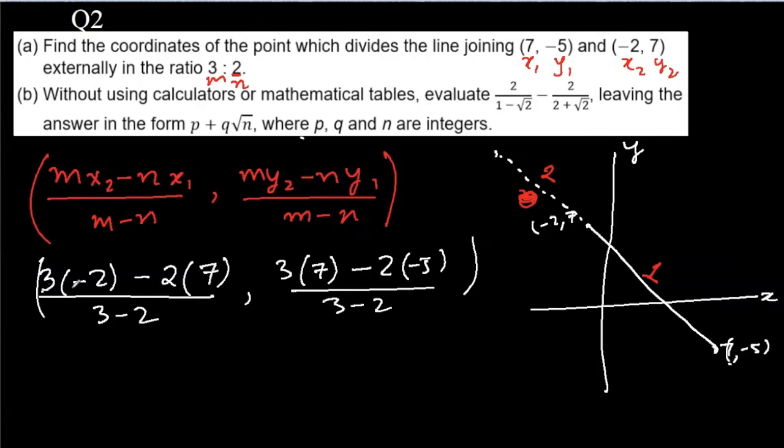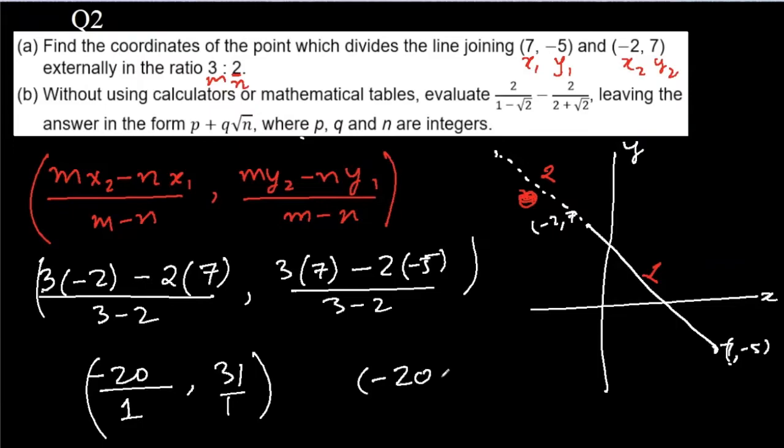So 3 times minus 2 is minus 6 and minus 14 gives minus 20 over 1. So it's minus 20, and for y, it is 21 plus 10, which is 31 over 1. So the point that divides them externally in the ratio 3:2 is minus 20, 31, and that will be here. If we would have reversed the points, our answer would be somewhere here. So both answers would be correct.